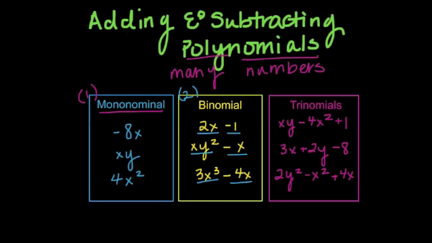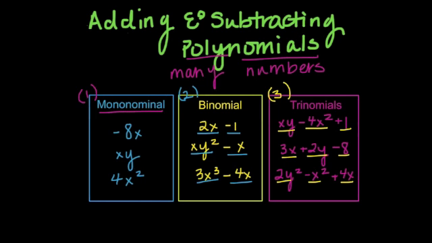Now the third type we're going to look at is called a trinomial. And tri, of course, means three. So this is a three-term polynomial specifically. Like in the first one, we have xy, negative 4x squared, and a plus 1. That's three separate terms. Second one, 3x plus 2y minus 8. Again, three separate terms. And the last one is still three separate terms, and they're not the same, so therefore we don't combine them.